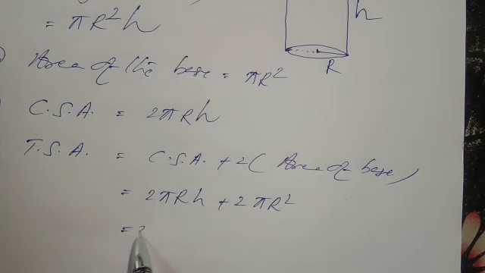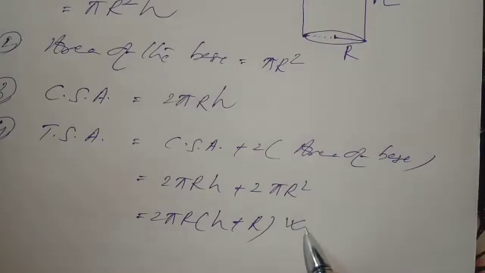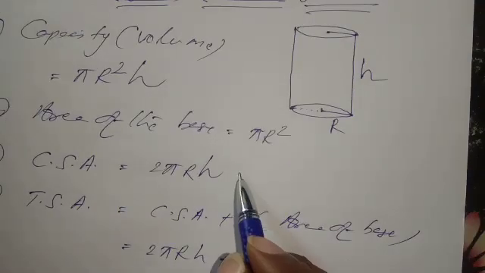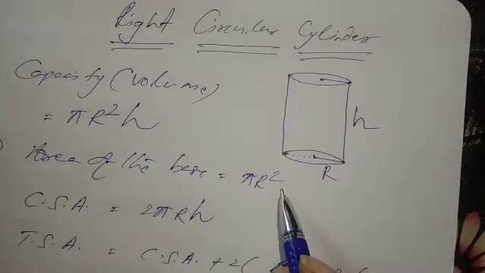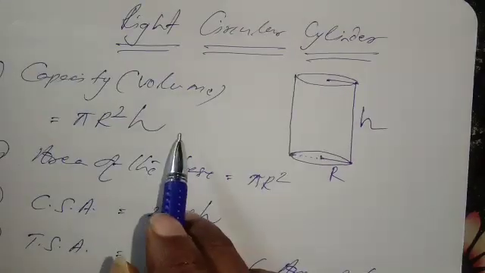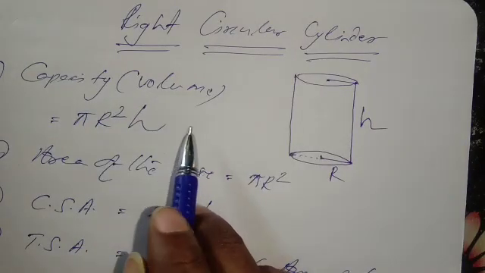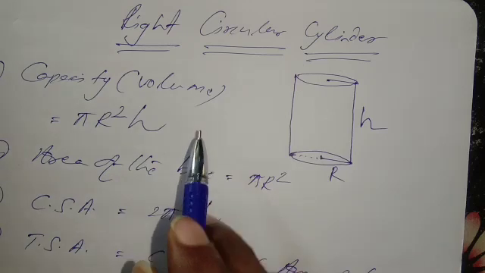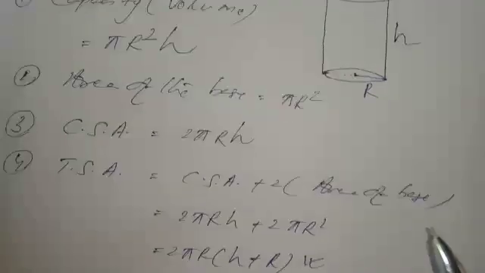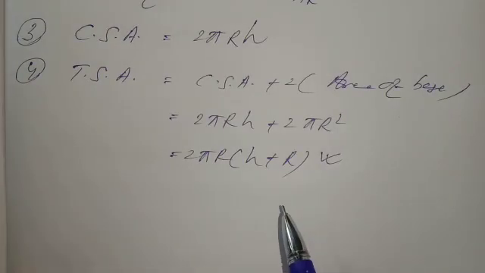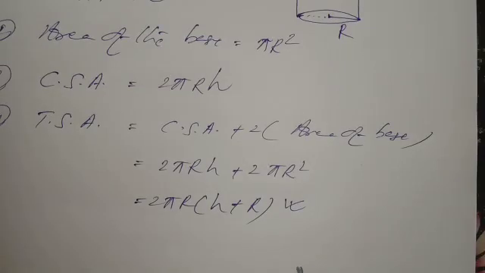You can take 2 pi r common. Inside the bracket it will be h plus r. This is the formula for total surface area. Curved surface area and area of the base are in square units, and volume is in cubic units, centimeter cube or meter cube. These are the formulas required for right circular cylinder. Let us go to the exercise part.